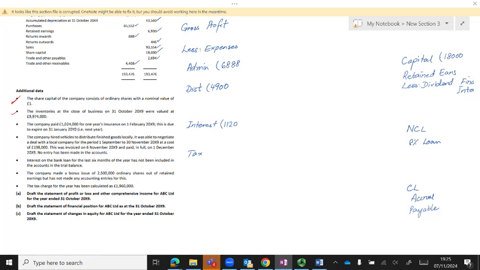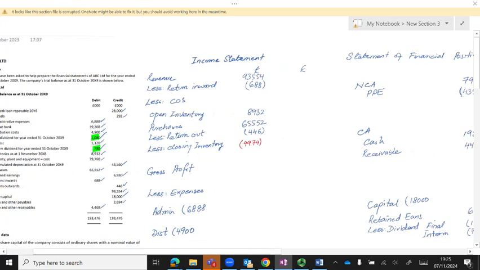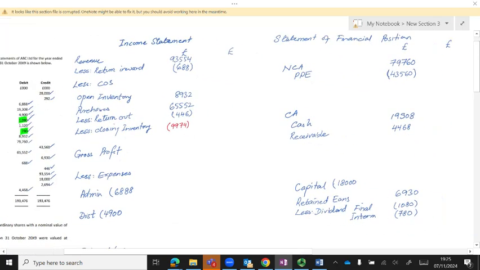The second note says that inventories at the year end were valued at 9974. Remember that inventory is recorded in the income statement as well as in the current assets. So the reason I'm using the red pen is just to show you where the adjustments are made in the financial statements.